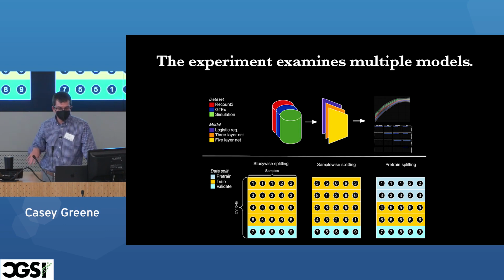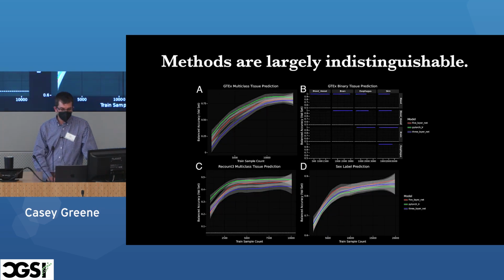So what he ended up doing was taking multiple different data sets, in this case recount3, GTEx, and a simulated data set, applying multiple different models, logistic regression, 3-layer neural network, 5-layer neural networks, and predicting for different problems to try to understand what were the features, what were the characteristics of methods that led to good predictions. And so this is the really fun part of the talk where I get to tell you nothing he did mattered.